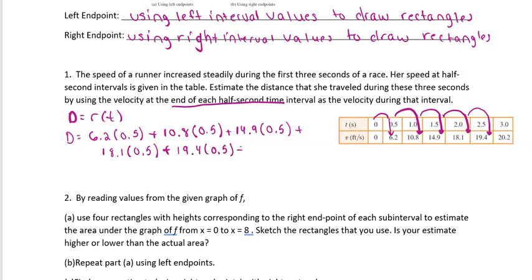times 0.5. And then last, we need to finish out our time. So 2.5 to 3 and use our ending. So 20.2 times, again, a half second has passed.